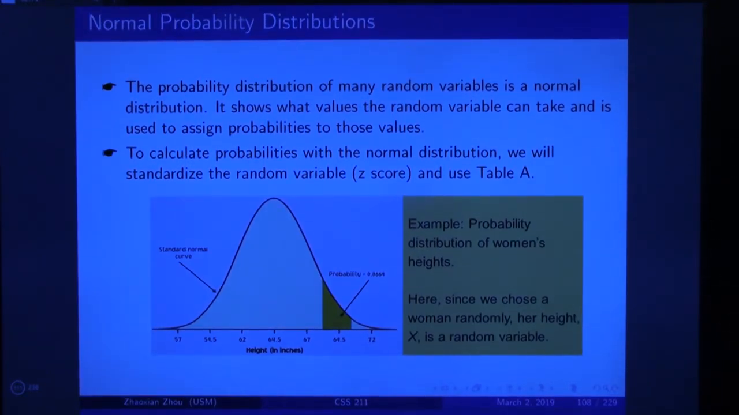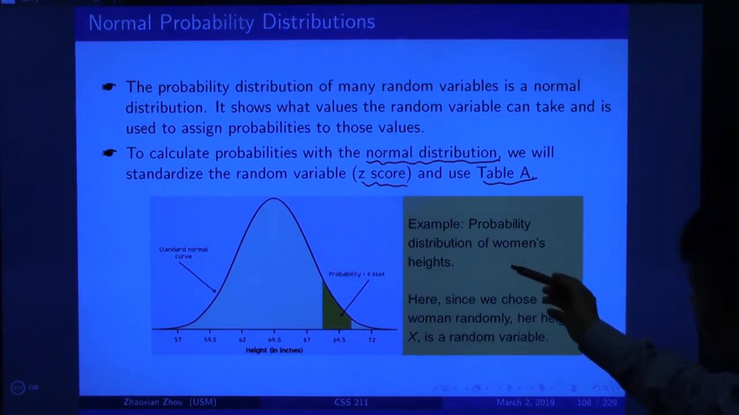The probability distribution of many random variables is a normal distribution. That's why we emphasize the normal distribution a lot in this class. We are going to discuss some other distributions, but one of the most important tools is the normal distribution. It shows what values the random variable can take and is used to assign probabilities to those values. To calculate probabilities with a normal distribution, we can use the z-score. For other distributions, we don't use the concept of the z-score because there is no z-score for other distributions. And we are going to use table A to do this.